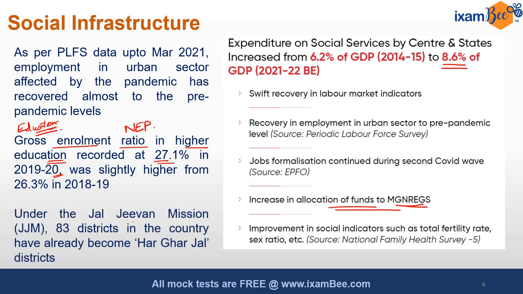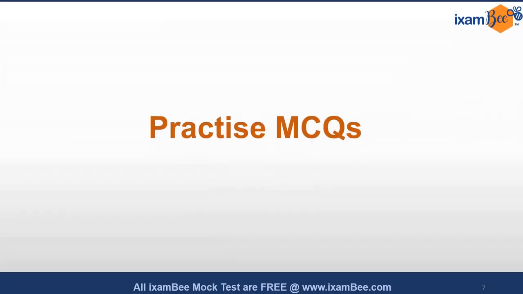Another important point that they have talked about is the Jal Jeevan Mission, right? Har Ghar Jal is most commonly known as the Har Ghar Jal scheme of the government. Here also the government has been able to cover 83 districts in the country under the scheme. So this was another thing highlighted. In the last budget, the government had also allocated a good amount for this particular scheme. Let's see in this year how much they are going to allocate.